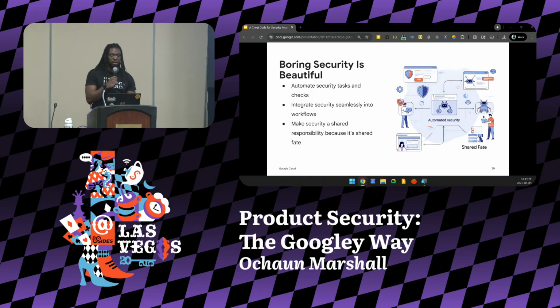Then you integrate security seamlessly into developer workflows. Automation is only effective if it is easy to use. You cannot expect developers to constantly context switch to a separate dashboard to run a complex tool. Instead, meet them where they already are. Build security checks directly into the code repositories, their CI/CD pipelines, their IDEs. When security feels like just another helpful linter, it actually gets used. Make sure the secure path is the path of least resistance.